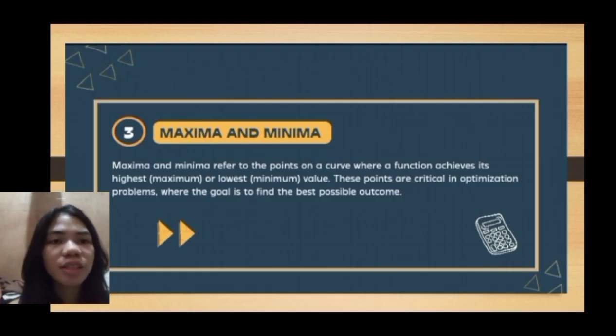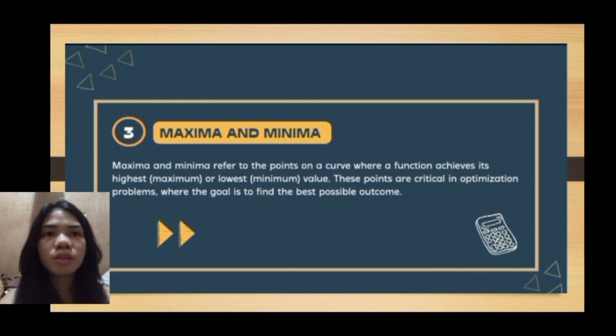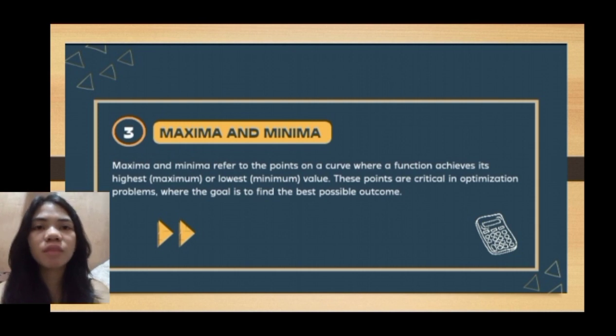So next is maxima and minima. Maxima and minima refer to the points on a curve where a function achieves its highest maximum or lowest minimum value. These points are critical in optimization problems where the goal is to find the best possible outcome. In calculus, finding maxima and minima often involves setting the derivative of the function equal to zero and solving for critical points. Analyzing the second derivative helps determine whether these points correspond to maxima, minima, or points of inflection.